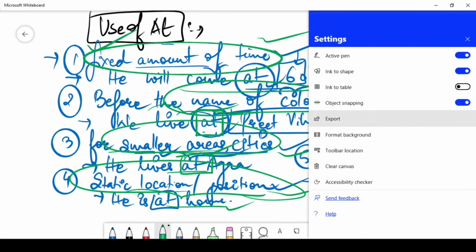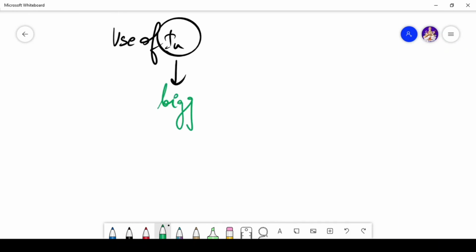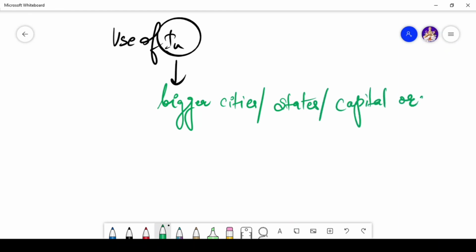Okay, now the next one is the use of "in". I have already given you the hint. "In" will always be used with bigger cities. It will be used with bigger cities or states or capitals, or when you are talking about a country.